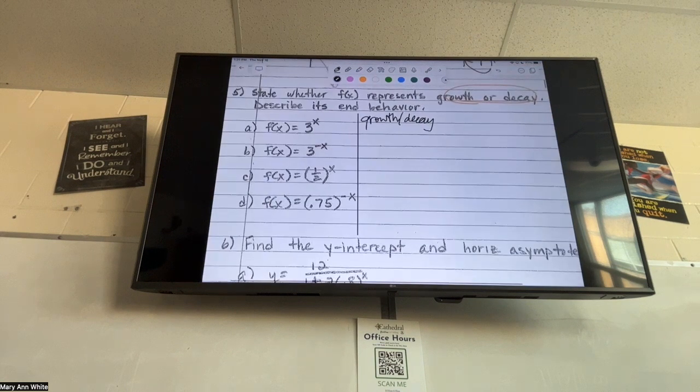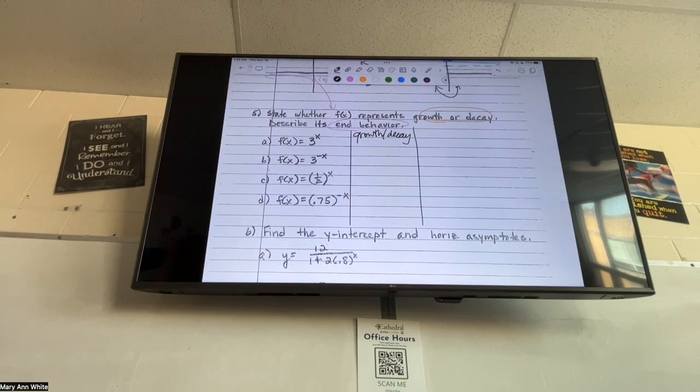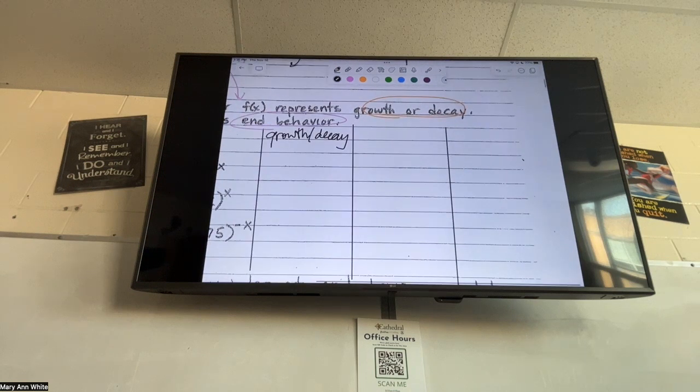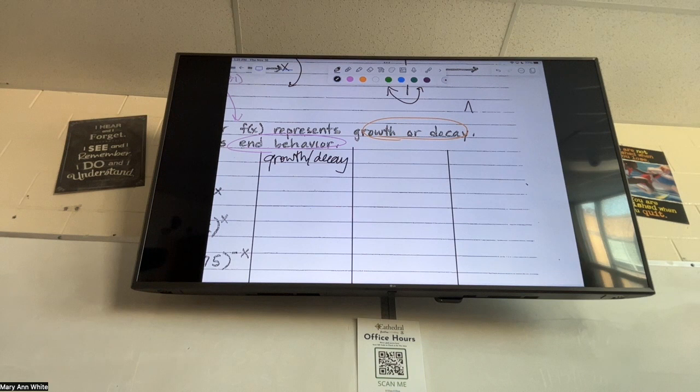And then the second thing I care about is end behavior, okay? So for end behavior, we're going to make 2 columns. One for when x approaches positive infinity and one for when x approaches negative infinity. Remember at the very beginning of the year, we'd write like as x approaches negative infinity, y approaches whatever. Do you guys remember doing that? Yeah. Okay.